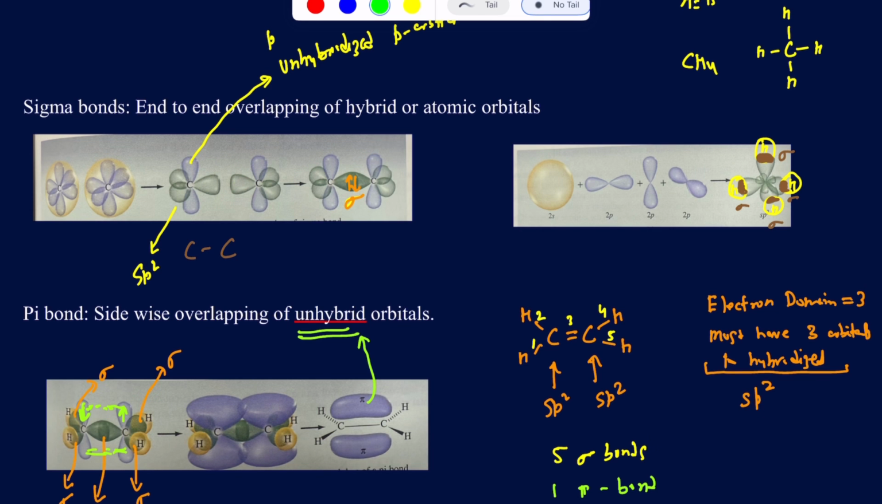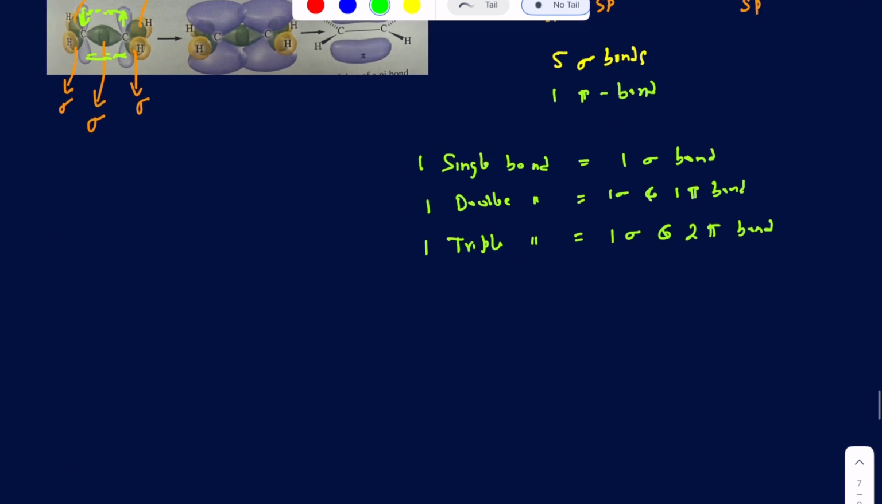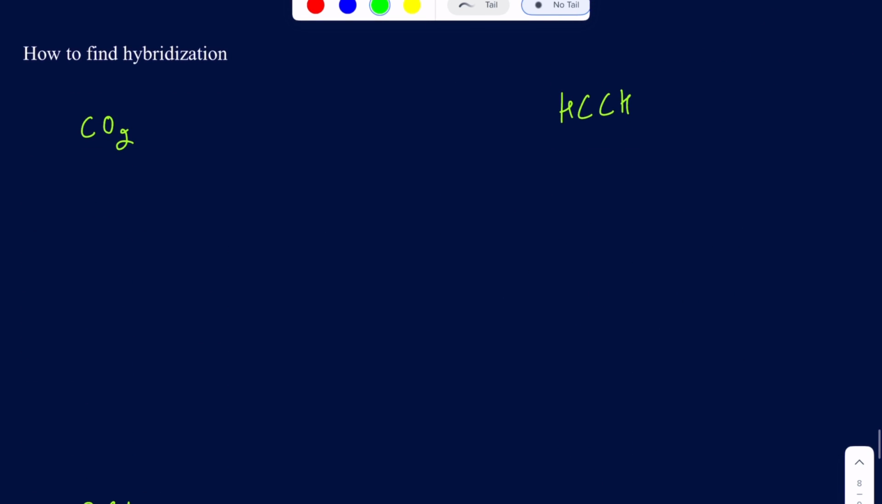The answer is no. You can figure out the hybridizations even from the Lewis structures once you have drawn them. Let me give you a few examples here. Let's talk about CO2. I'm going to quickly draw the Lewis structure for CO2, because this is something you should already know how to do.